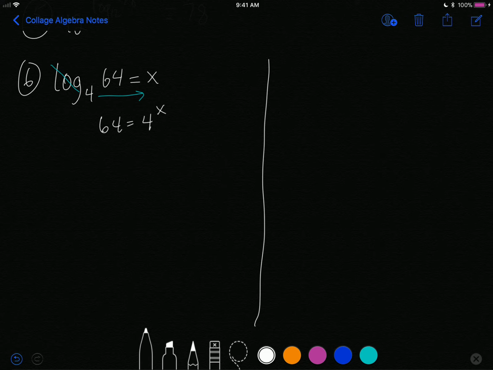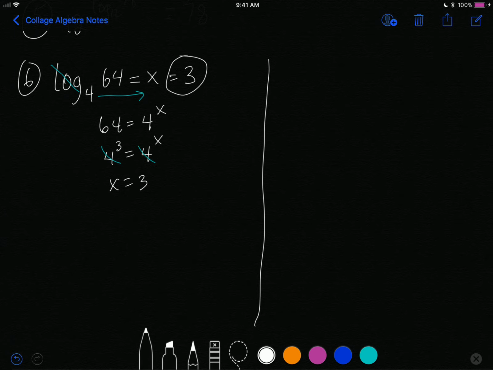Now, from our study of exponential functions in the last section, I know I have to ask myself, well, are the bases the same? No. So can I make them the same? And the answer is yes. 64 happens to be 4 to the third power. Well, 4 to the third power. My bases are the same. And so that should be an x over here. My bases are the same, and so I can break out my ninja blades and cancel my bases. And so that tells me that x is equal to 3. So this logarithm right here evaluates to 3.